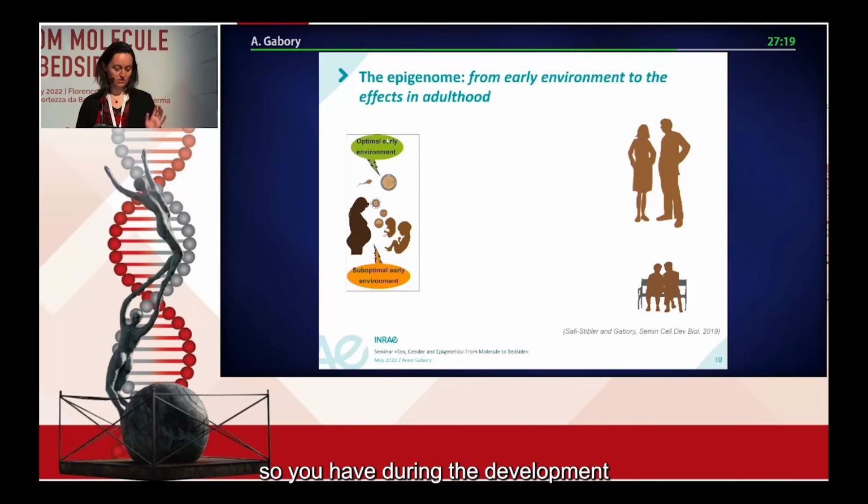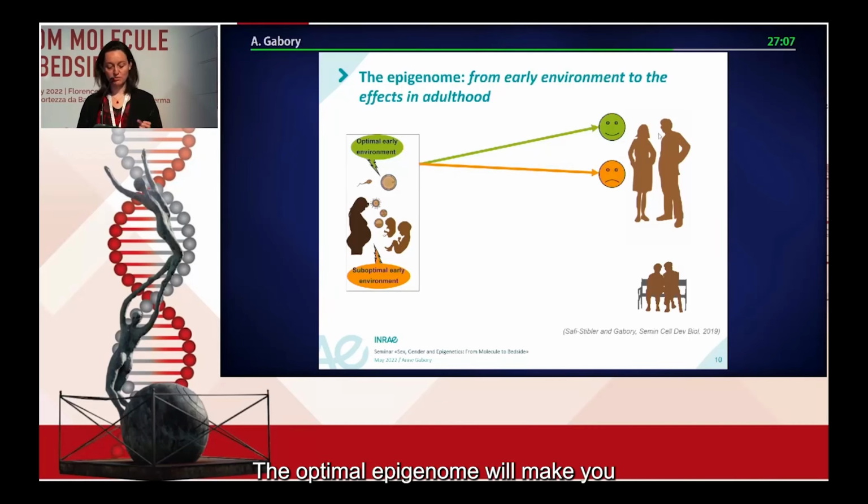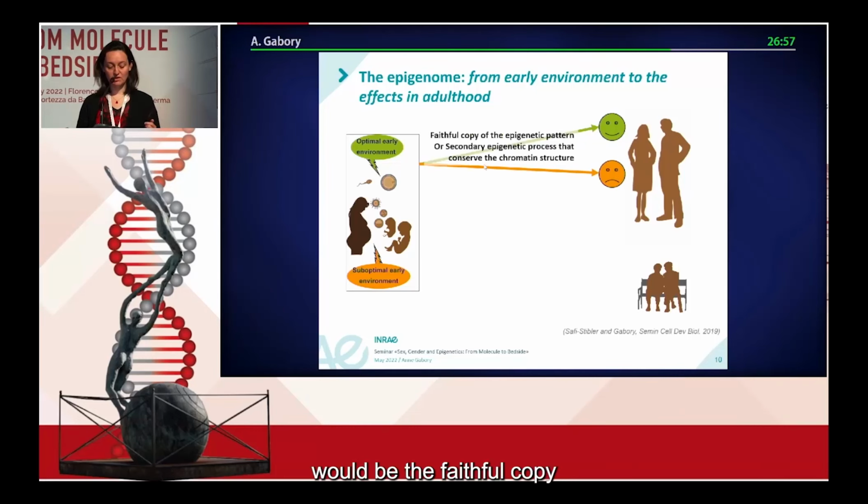So you have, during development, either an optimal environment, here in green, or a suboptimal early environment, leading to an optimal epigenome or a suboptimal epigenome. The optimal epigenome will make you an adult in good health, while the other gives you a predisposition to disease. And the first way would be the faithful copy of the epigenetic pattern, or a secondary epigenetic process that conserves the chromatin structure from the early environment to the adult cells.